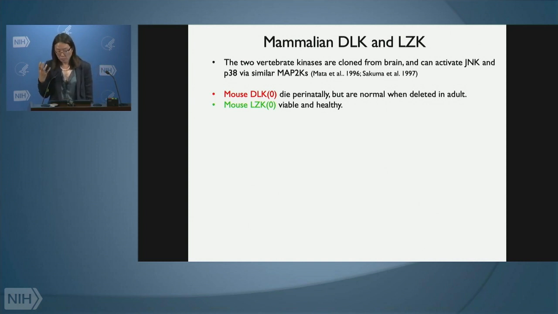The nervous system is pretty much normal with subtle defects, but if it's deleted in adults, this is the work of genetics and neuroscience departments, those DLK mice are perfectly normal, living as adults, and more or less resembling the C. elegans and Drosophila knockout. In contrast, the mouse LZK was very little studied. We made a constitutive knockout. Again, it's perfectly viable and has no detectable defects.